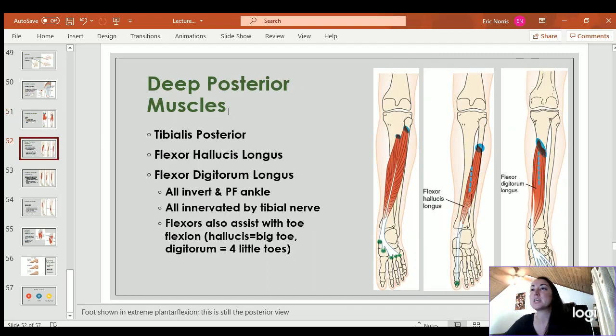Deep posterior muscles, and this is still the posterior view. It's just showing the foot in extreme plantar flexion, so don't let this make you think that we've switched to the anterior view. This is our tibialis posterior, our flexor hallucis longus, and our flexor digitorum longus. All of them invert and plantar flex the ankle. All are innervated by the tibial nerve. And then, of course, the flexor hallucis longus helps flex the big toe or the great toe, flexor digitorum helps flex the other digits, the other 4 little toes of the foot.